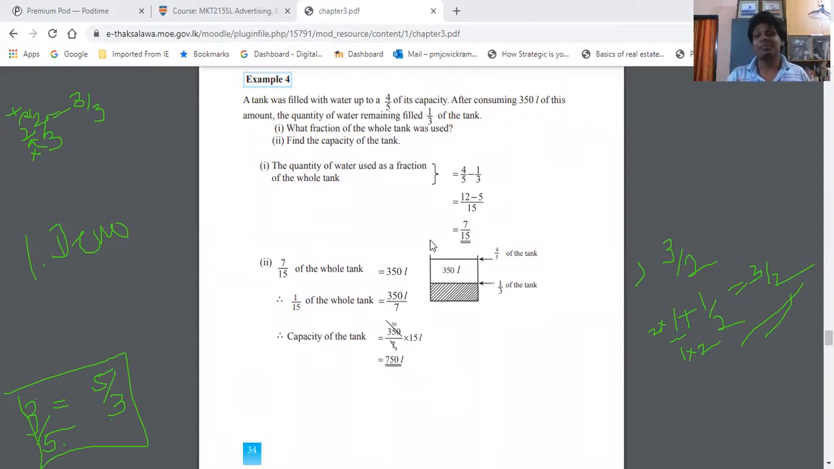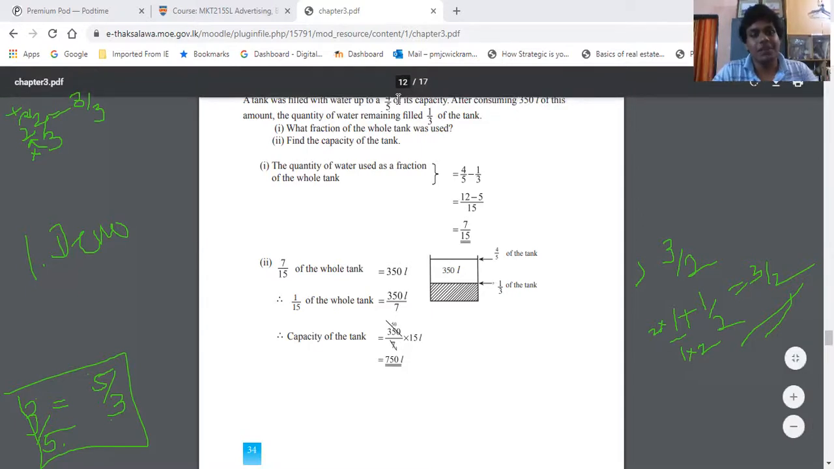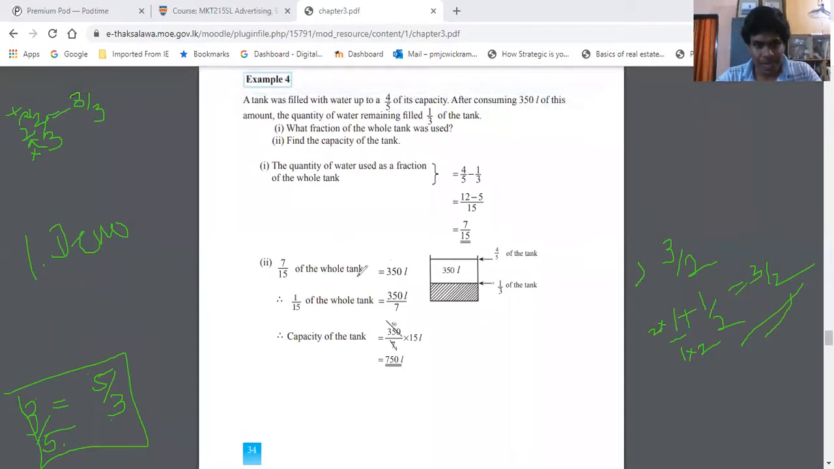This is a simple scholarship exam type question. Simple question, so I don't need to explain it more. If you didn't understand this part, let me give it a go again.